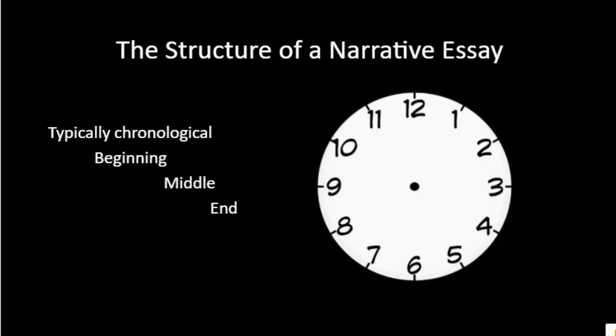So the structure of a narrative essay would flow chronologically, meaning that it would use time as its structure of organization. So there would be a beginning, a middle, and an end. And the story that you tell, you would structure your essay in terms of time, in terms of events and when they happened. Where did it start? What happened in the middle, and how did it resolve? How did the story resolve?